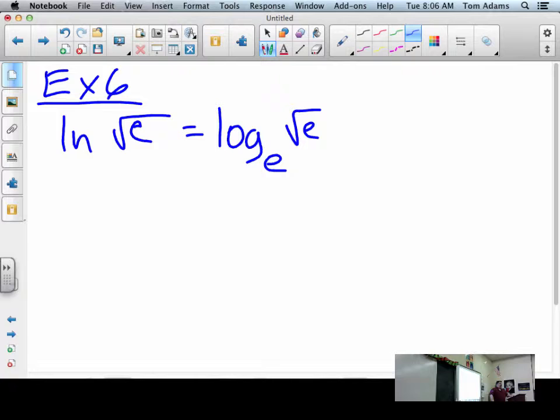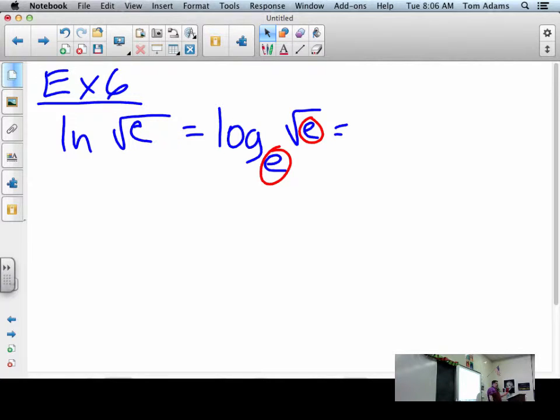Okay? Now, I can find the answer to this if I noticed that this has a base of e, and this has e in it, which is also a base, technically. So how do I write that in exponential form? Well, the square root of e is e raised to what power? Do you guys remember? Let me show you. This is e to the first power, and when we take the square root, it has an index of 2.